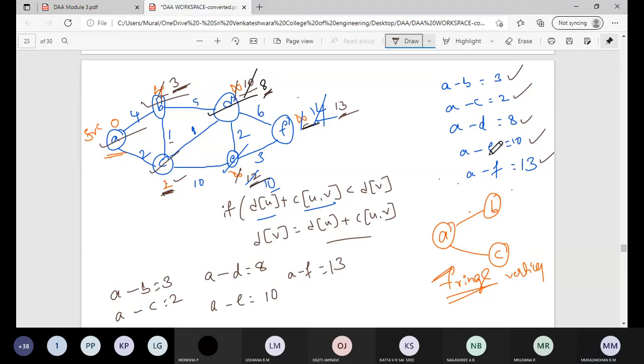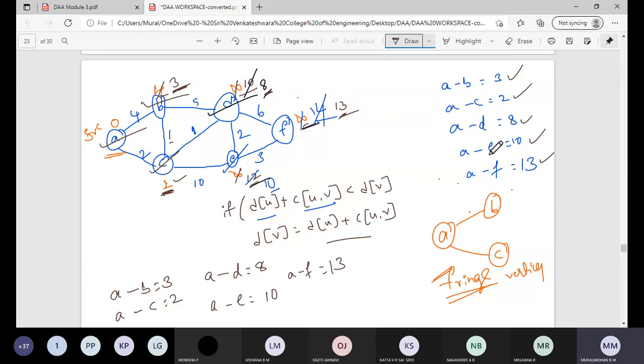Okay, is it clear? Is there any doubt how to find a single source shortest path by using Dijkstra's method or Dijkstra's algorithm, right? Is there any confusion? Kindly respond, please. No, sir. Okay. So let us take a different method.